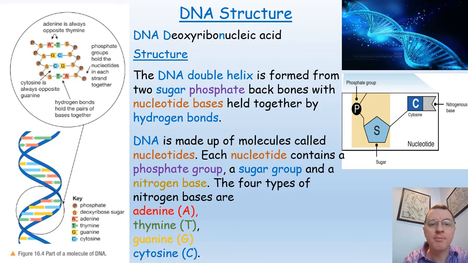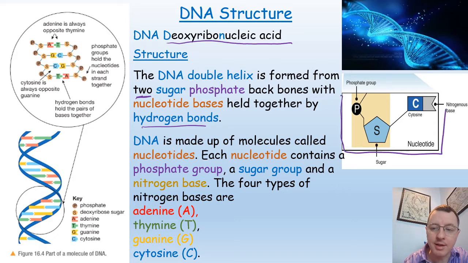So DNA, or deoxyribonucleic acid, has a very particular structure that you must be able to describe. The DNA double helix is formed from two sugar phosphate backbones with nucleotide bases held together by hydrogen bonds. The DNA molecule is made up of molecules known as nucleotides, and we can see a nucleotide here.